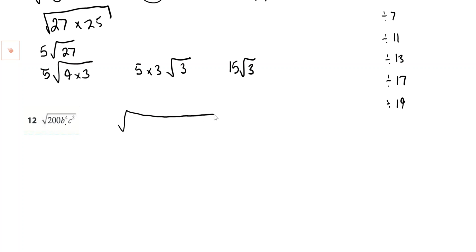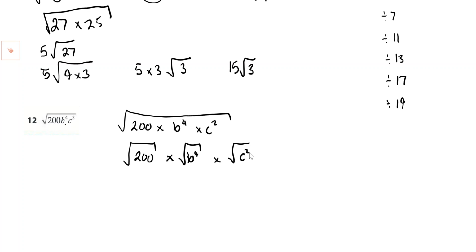First off, we have 200 b multiplied by b to the power 4 multiplied by c squared. So what we can do with the law is split it into 200 times the square root of b to the power 4 times the square root of c squared. So we've already got c. Does b to the 4 square rooted become b squared? Yeah, that's b squared.